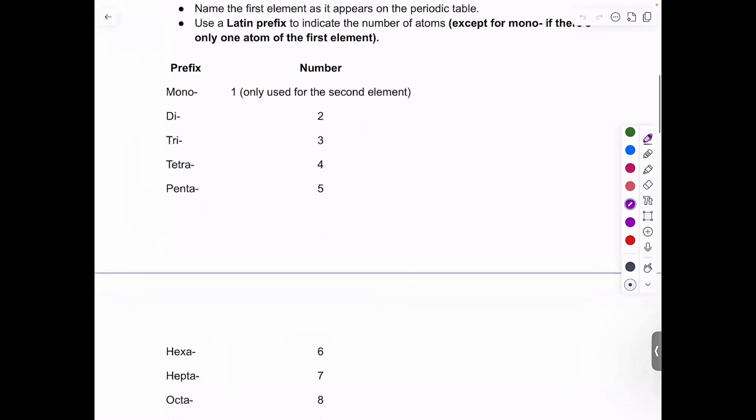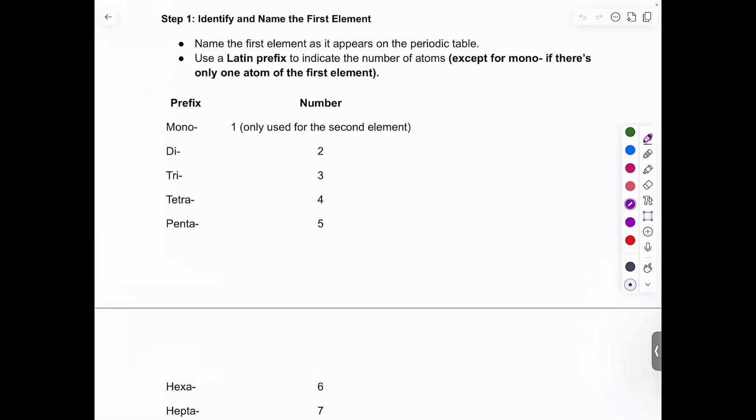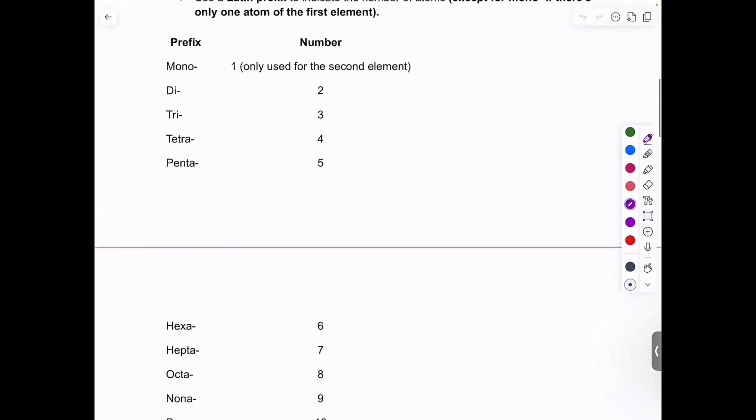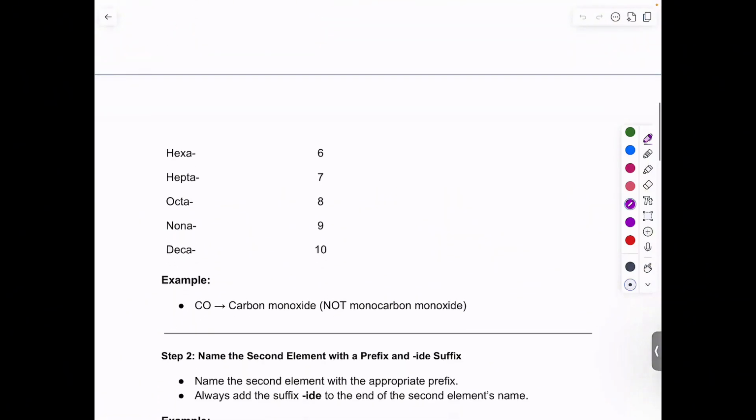So we have all the prefixes here. We have mono all the way through deca. You'll probably recognize these. I think we use these in geometry as well to signify how many sides a polygon has. So take a look: mono, di, tri. We have tetra, penta for 4 and 5, and then hexa, hepta, octa, nona, and deca to round out 6 through 10. Here's your exception. I gave an example here of carbon monoxide. So we don't say mono carbon monoxide.